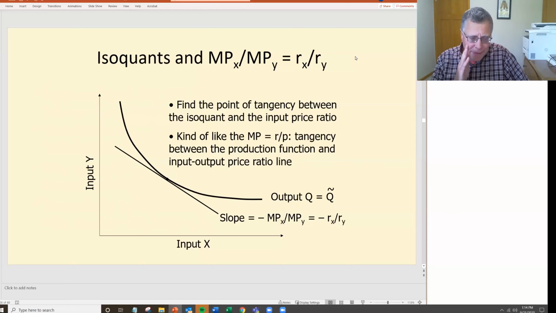But you can see that point of tangency is going to define the economically optimal point, where the trade-off between the two inputs in the production process is equal to the trade-off in the marketplace. And basically, you draw a line, the trade-off curve, and you have a tangency. Economists get all excited about that kind of stuff.